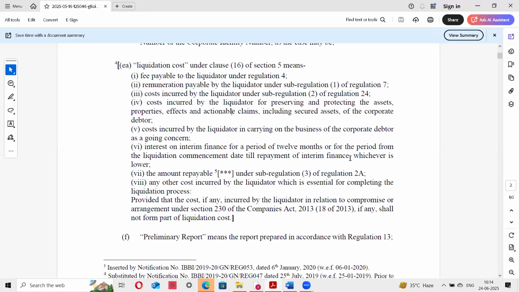We have to write here whichever is later, not lower. Interest on interim finance for a period of 12 months or for the period from liquidation commencement till repayment of interim finance, whichever is later, if the liquidation is continuing beyond 12 months. Yes, so whichever is later will be counted as the interest on liquidation cost of interim finance.